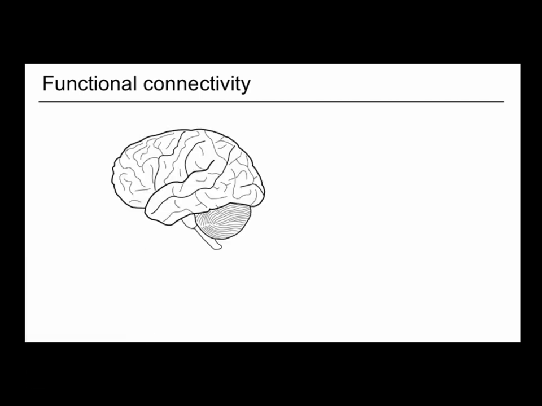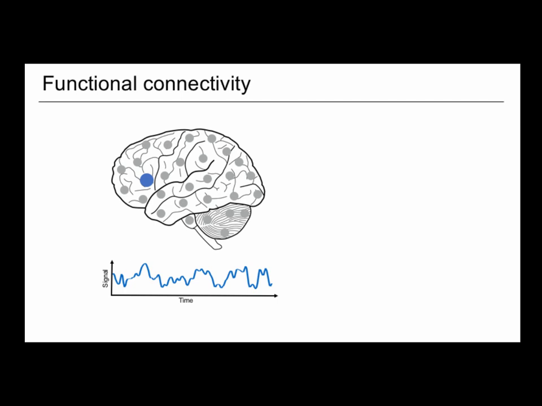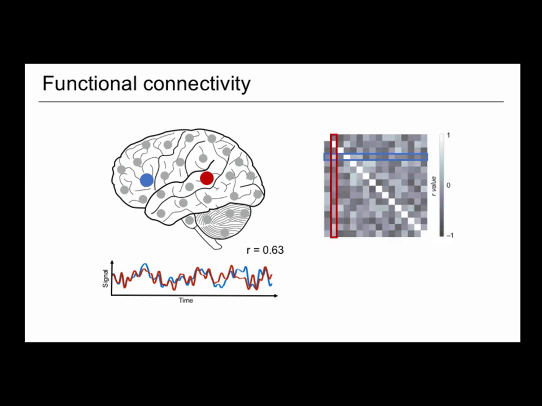To make this more concrete, if we have a brain, we can divide it up into several regions, and then we can look at one of these regions and look at the activity time course for that region over the course of our scan. If we then look at a second region, we can see how correlated, or how, quote, functionally connected these two regions are. And in this case, their fluctuations are very similar, so we call that a fairly strong functional connection. And we can build out a matrix.